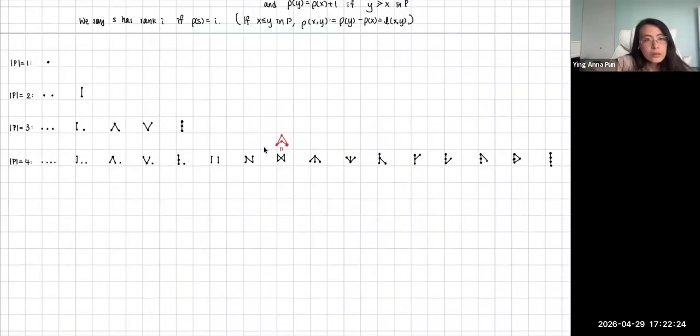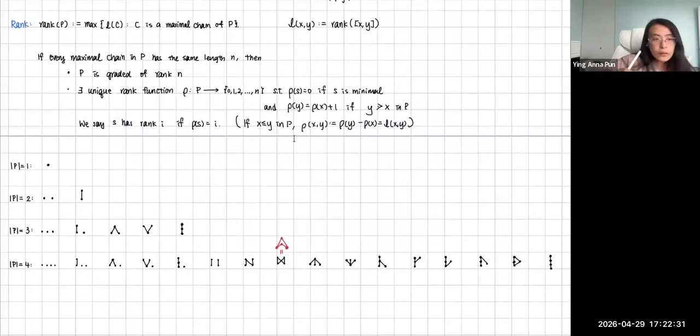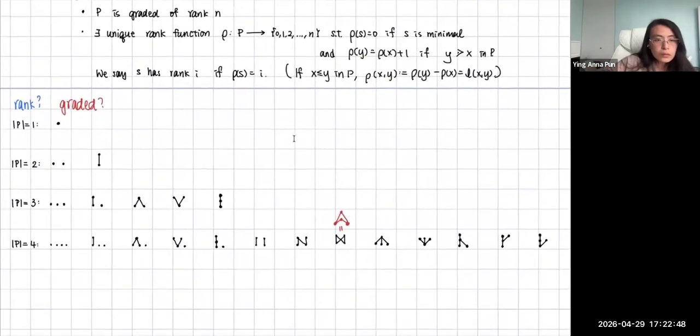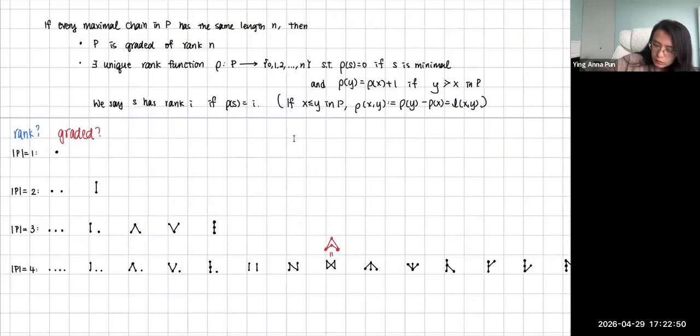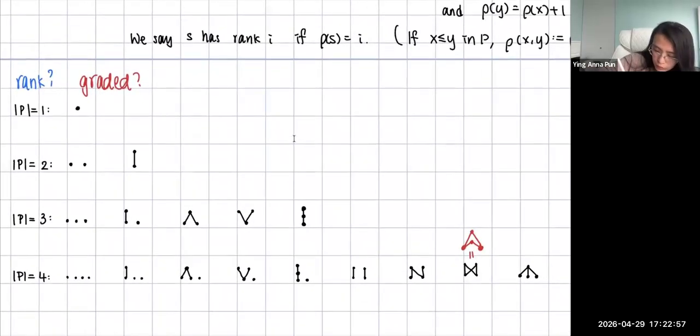All right. So we learn about rank and then we talk about graded. So let's think about, let me use blue color, whether it's rank or graded. Is this rank? What is the rank? And then is it graded? Okay. And also whether it has 0 and 1. Okay, so let's see. This guy has the 0 element and it also has the 1 element.